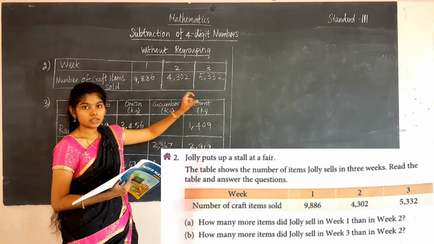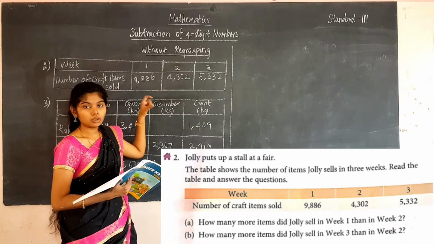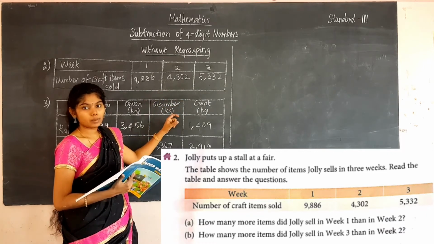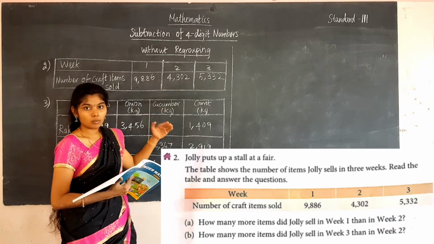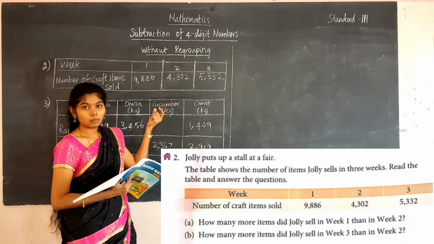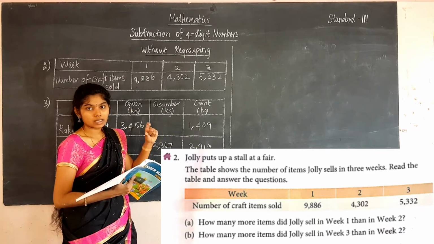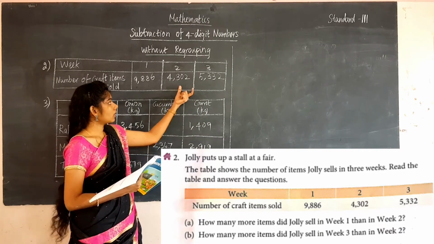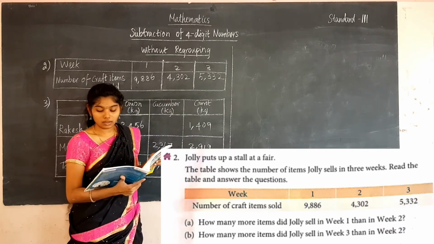First give the place values. Up to where do we have to write? Up to the thousands place. So write up to the thousands place and write the values in their places, then subtract the two numbers. Start from the ones place up to the thousands place. After subtracting you will get the answer. That answer is how many more items Jolly sold in week 3 than in week 2.